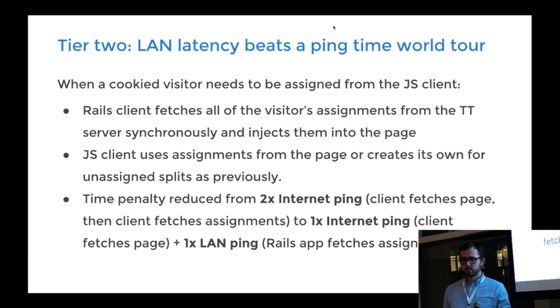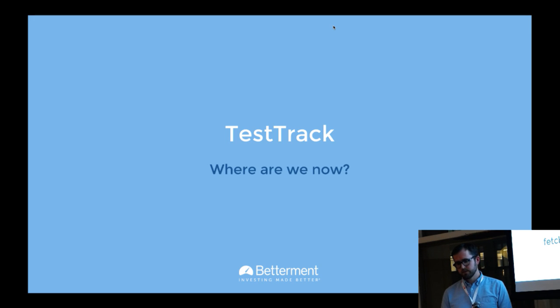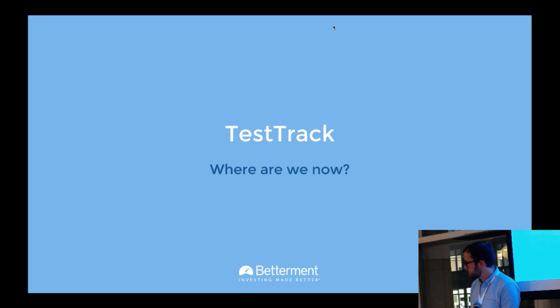So what we actually do is when a request comes in to our Rails server, it in turn hits the TestTrack server over our itty bitty latency inside of our data center, gets all of the variants for that customer, and spits it back out in the HTML page to the client side. Now suddenly the JS in one request has all of the content necessary to make its split decisions. So it reduced the time penalty from 2x your internet ping to 1x plus a little bit. And that was a huge win for us, allowing us to effectively get almost no cost even for the stateful split tests. So yeah, now Ryan's going to come up and talk a little bit about TestTrack and how it's shaken out for us in practice.